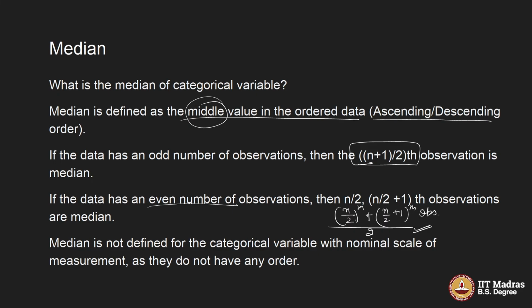Median is not defined for a categorical variable with nominal scale of measurement as they don't have any order. Median can only be calculated for ordinal scale data because it can be ordered.